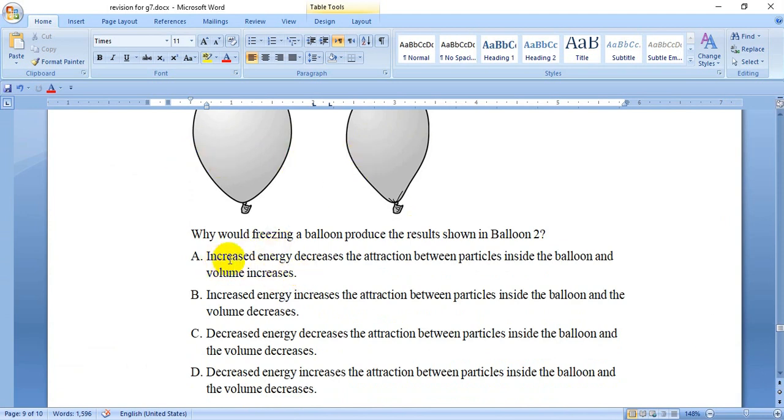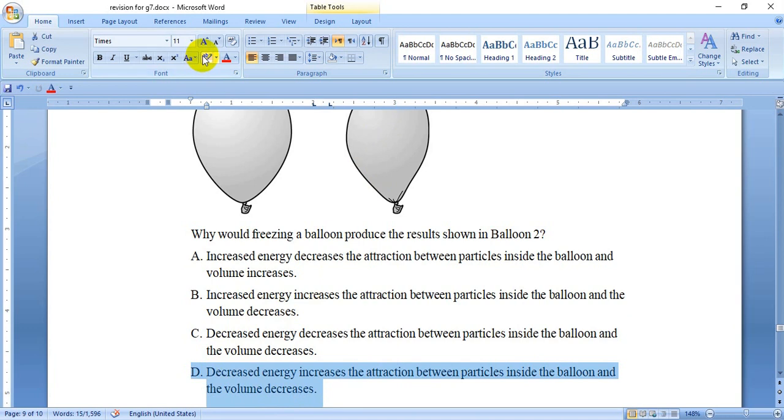The particles inside, the energy increased, they have more energy. When we freeze them, will they get more energy? Of course, no. So we are not going to choose A or B, because energy is not increased. We decreased the energy. By freezing, we remove energy from particles. So decreased energy decreases the attraction between particles, or decreased energy increases the attraction between particles? When we decrease the energy here, particles come together, and in this case the attraction between them increases. So we are going to choose letter D.